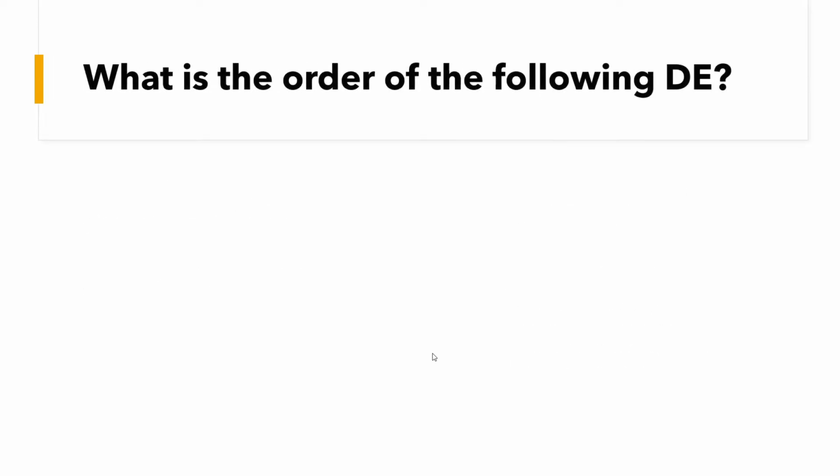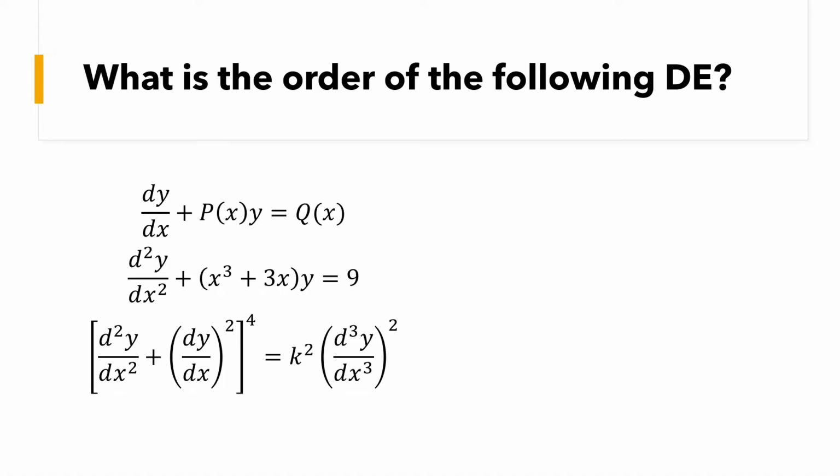For example, we are asked to find what is the order of the following differential equations. We have here three examples. We have dy over dx plus p of x times y is equal to q of x. We have d squared y over dx squared plus the quantity 3x cubed plus 3x, multiplied to y, is equal to 9. Then we have d squared y over dx squared plus dy over dx quantity squared, all the quantity raised to 4, yung buong quantity, is equal to k squared multiplied to the third derivative of y with respect to x quantity squared, no? So yun.